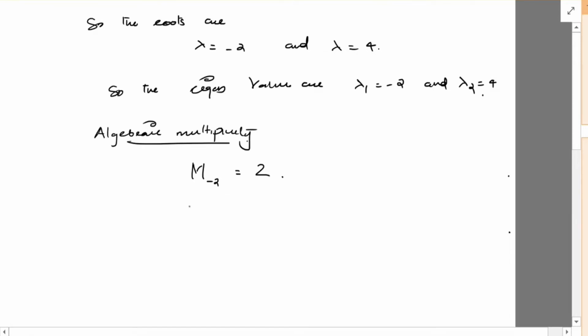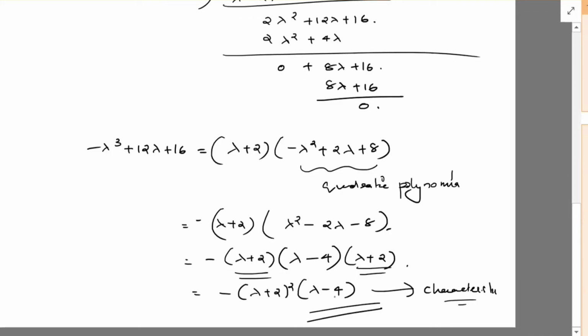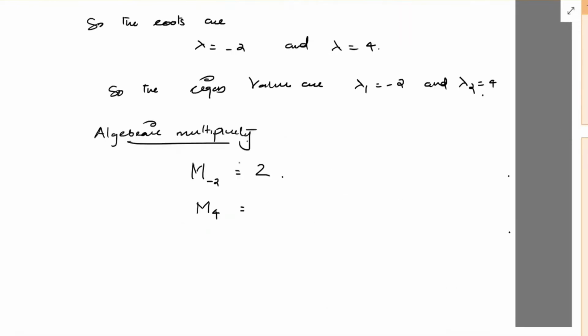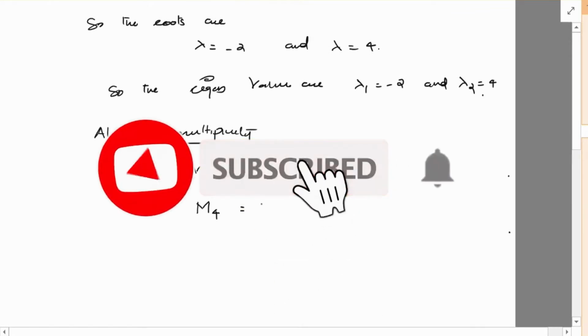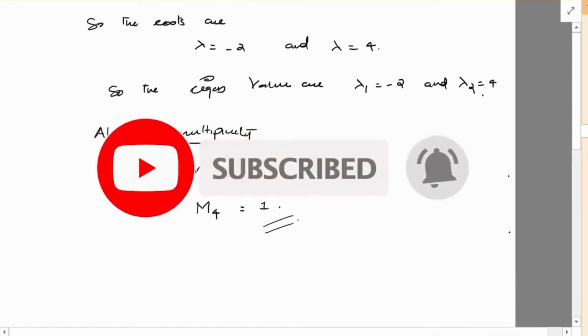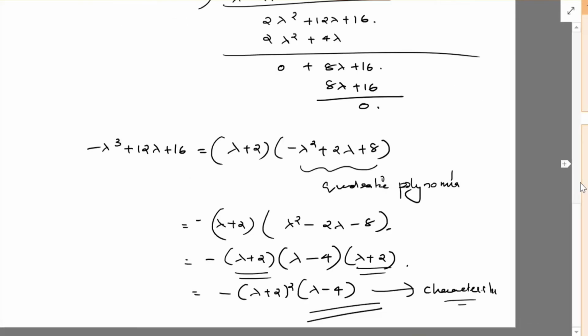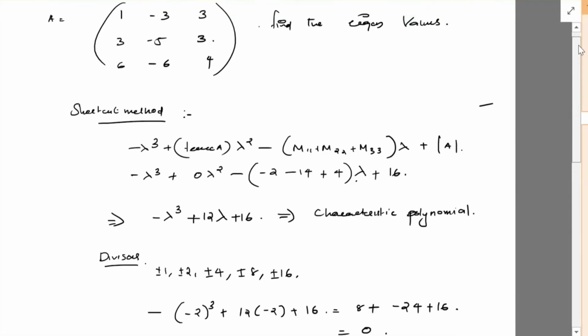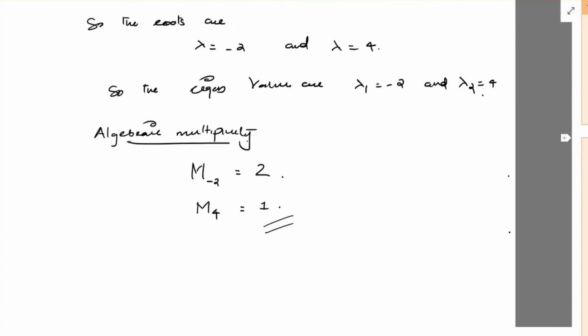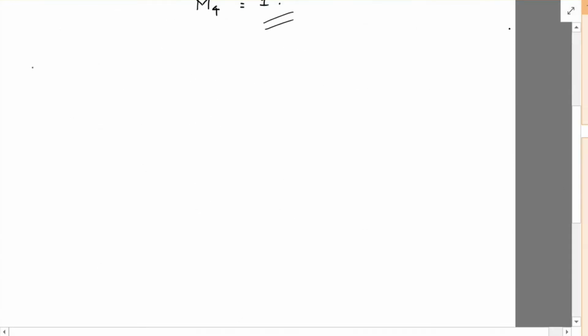And what about m4? m4 means the algebraic multiplicity corresponding to the eigenvalue 4. Here lambda minus 4 has power only 1. The power of lambda minus 4 is 1. So the algebraic multiplicity of the eigenvalue 4 will be 1. So this is eigenvalue and algebraic multiplicity. We can move on to another example.